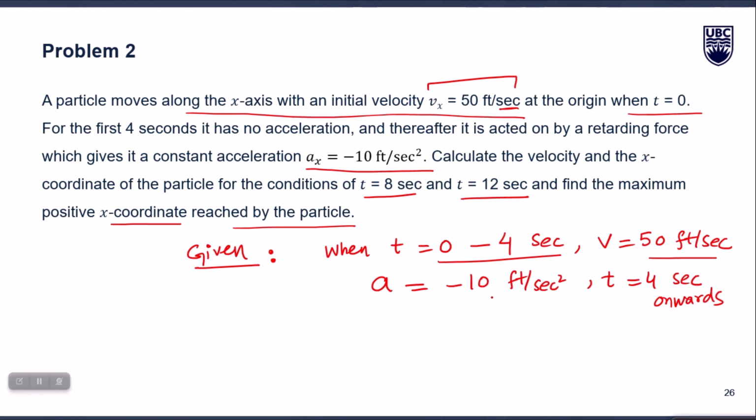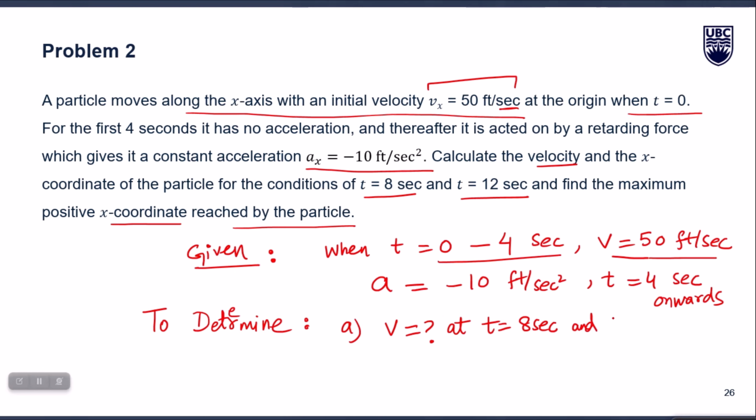For first 4 seconds, acceleration is also a constant value because velocity is constant, which means acceleration is 0, right? So v remains constant for first 4 seconds, which means acceleration is 0, but from 4 onwards, acceleration has a value minus 10 feet per second square. So this is the total information given to us, and we have to determine 3 things here. First thing is what is the velocity at t equal to 8 second and at t equal to 12 second.